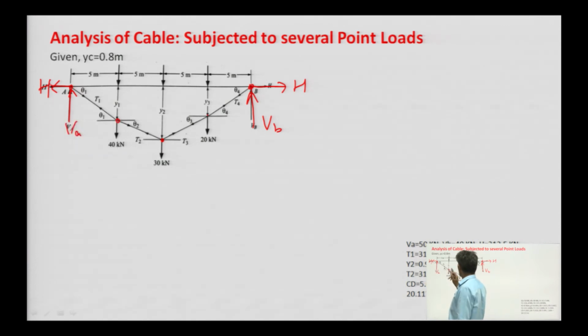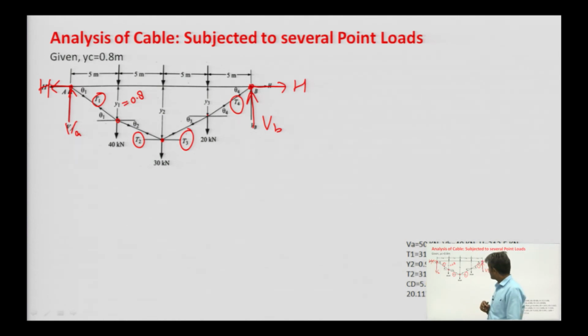This one, Y1 value, is given to us as 0.8. And we need to find the value of tension in every segment: T1, T2, T3, and T4.